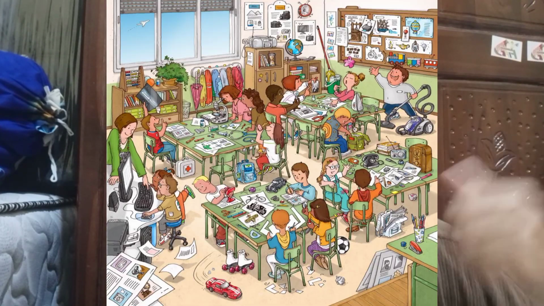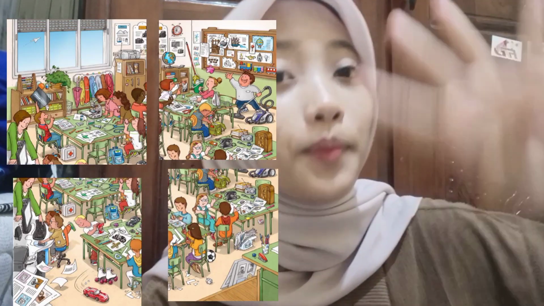So, in this video, I will explain some of the details in a picture that I have chosen. I choose picture number 2, which takes place in a classroom. I divided this image into 4 parts to make it easier for me to explain the details of the image. And I will explain it starting from the top right.